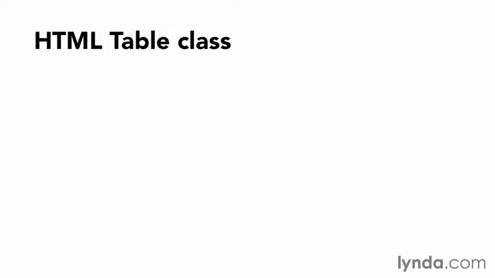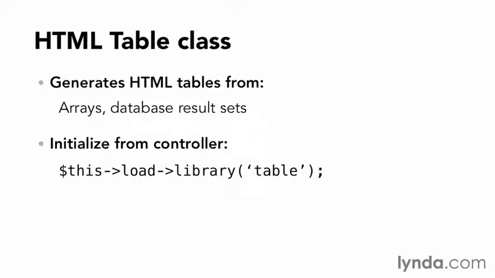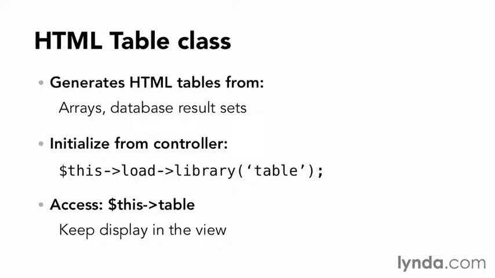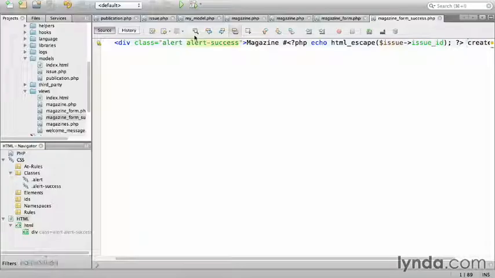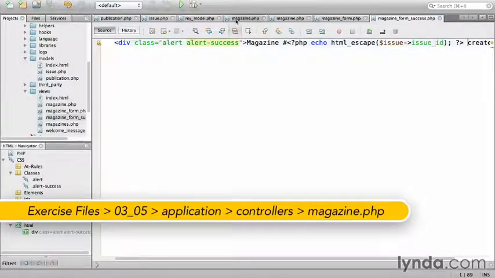The HTML table class generates HTML tables from arrays or database result sets. The table class is initialized in the controller using this->load->library('table'). Once it's loaded, it can be accessed using $this->table. While I can technically call the library class from within the controller, it's best practice to keep display in the view. Going back to the IDE, I'm going to take a look again at the magazine controller index method.